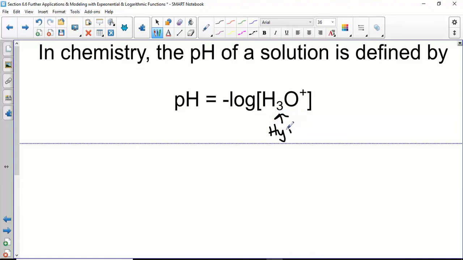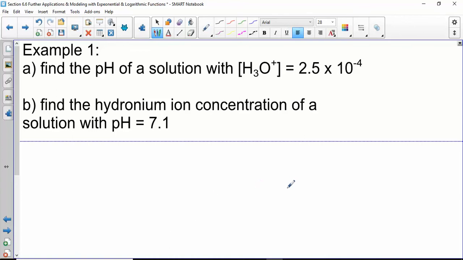H3O plus is sometimes referred to as the hydronium ion concentration. And then pH, I think we're familiar with. It tells you how acidic or alkaline a solution is. So we'll just look at an example of that.